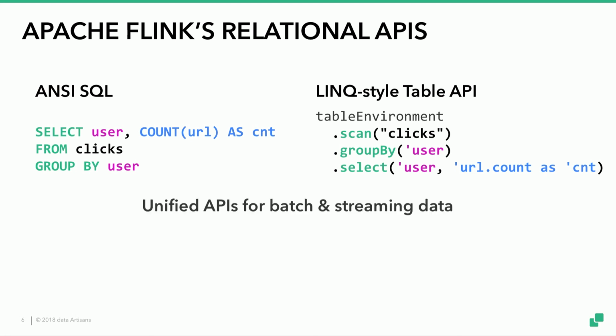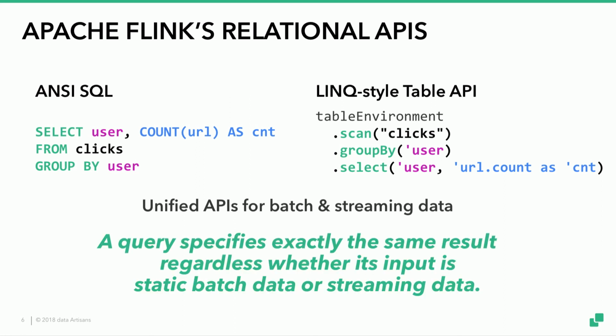So here you have a more fluent way of programming a relational program. But the nice thing about both APIs is that they are unified, so you can mix them if you want. You can use SQL, but you can also use the Table API, and you can use the same query that you specified for both batch and stream processing data with the same results. And this is very, very important. It doesn't matter if the input is static or streaming data, the result should be exact and the same.